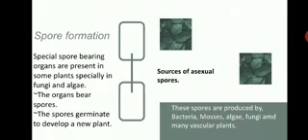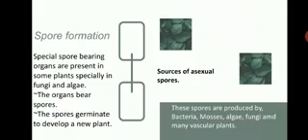Spore formation is a method of asexual reproduction. It generally happens in non-flowering plants such as fungi and bacteria. The parent cell generates thousands of spores which are round in shape and microscopic. The spores are the reproductive cells that are capable of reproducing new individuals.